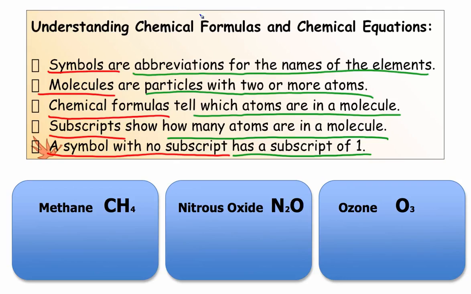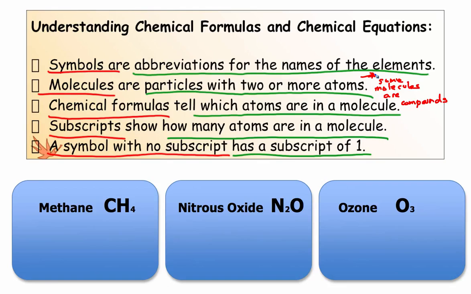So we might just make a note here. Some molecules are compounds. Okay? Some molecules are compounds. And then chemical formulas tell which atoms come together to make up a molecule. Subscripts are the little numbers that show how many atoms are in a molecule. And a symbol with no subscript, we will try to remember, always has a subscript of 1.